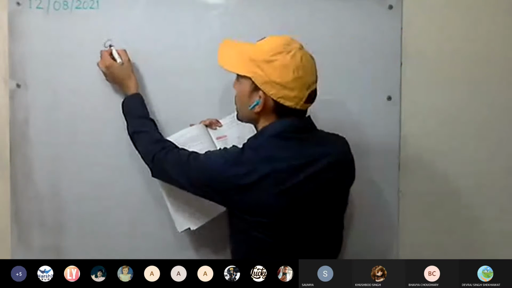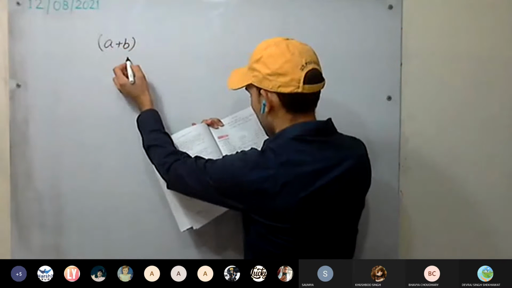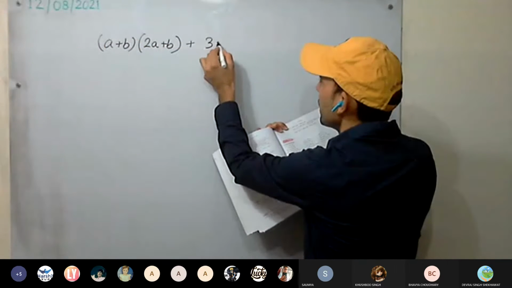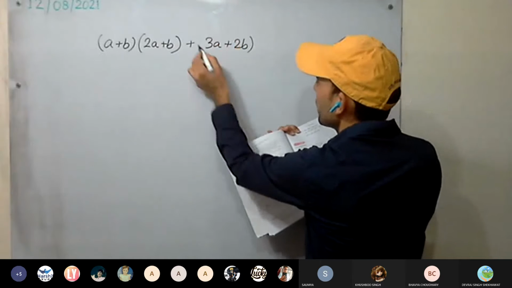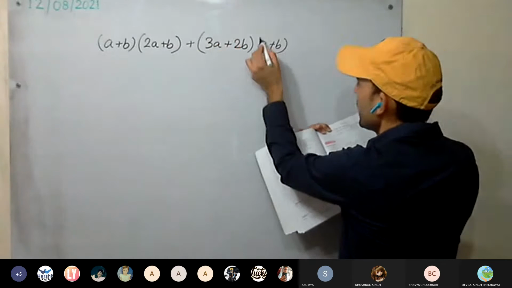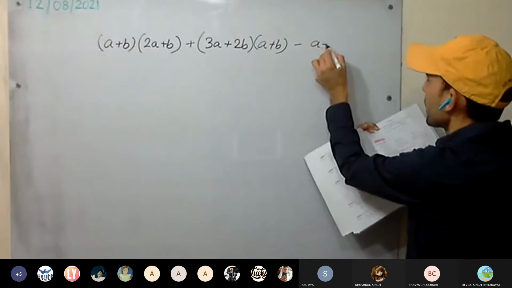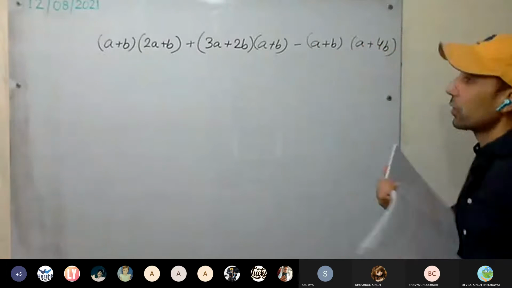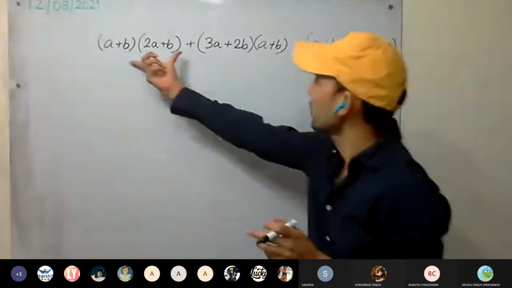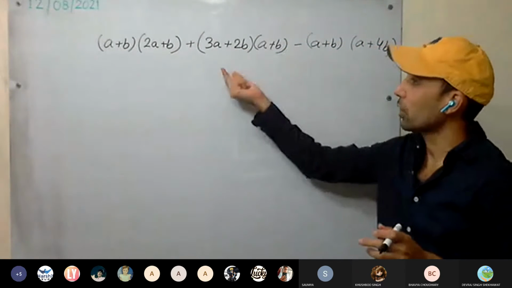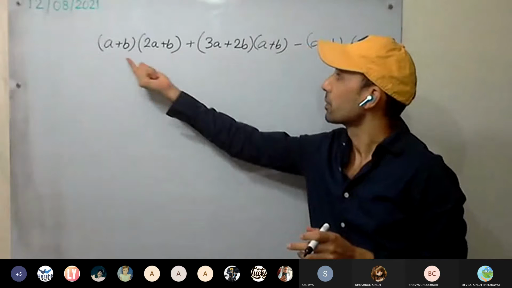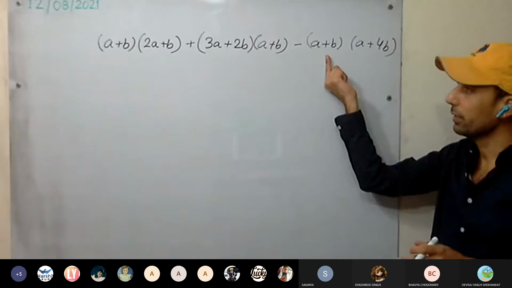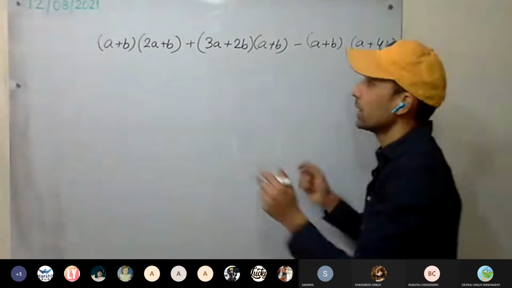Third one: (2a plus b)(a plus b) plus (3a plus 2b)(a plus b) minus (a plus 4b)(a plus b). So first term, second term, third term. What is common in them? a plus b, a plus b. This is common. Take it out.